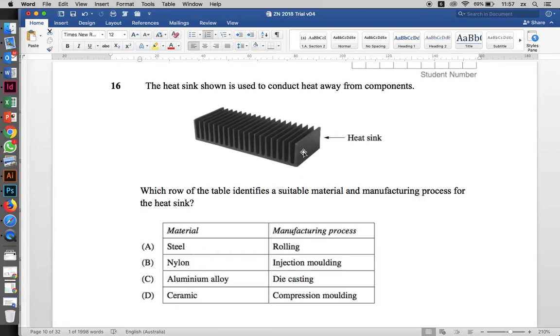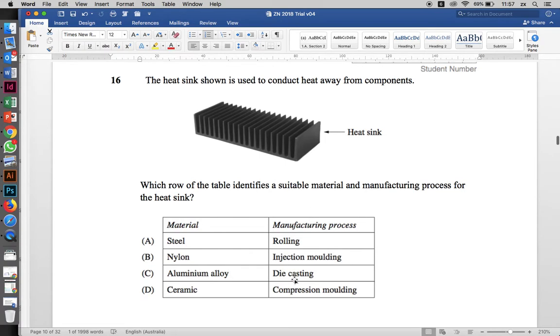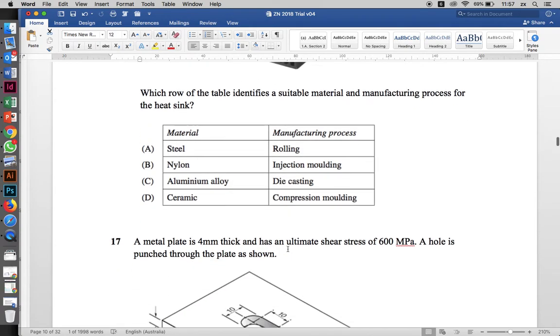Now, is that rolled? Rolling is good for long sections, right? That's not a long section, or these shapes here obviously have come out that way, not this way. Or if they were to, you wouldn't roll that shape. You might extrude that shape, but you're never going to roll that shape. Rolling is for long things like steel beams or railway lines, something like that. So it's not going to be rolling, it's going to be die casting, and so that gives us our answer, aluminium alloy die casting.